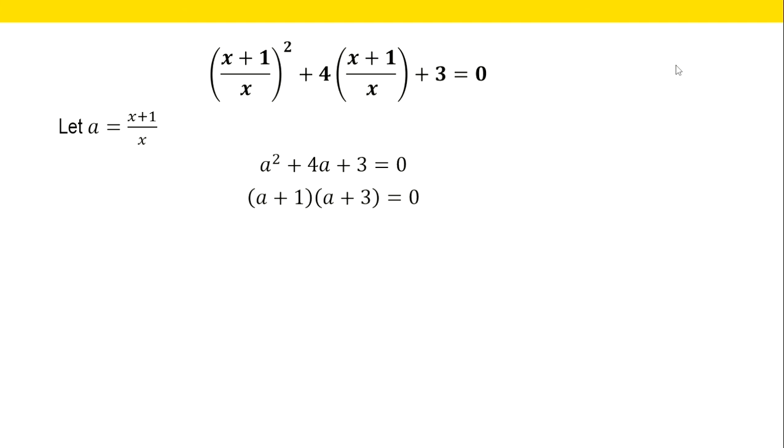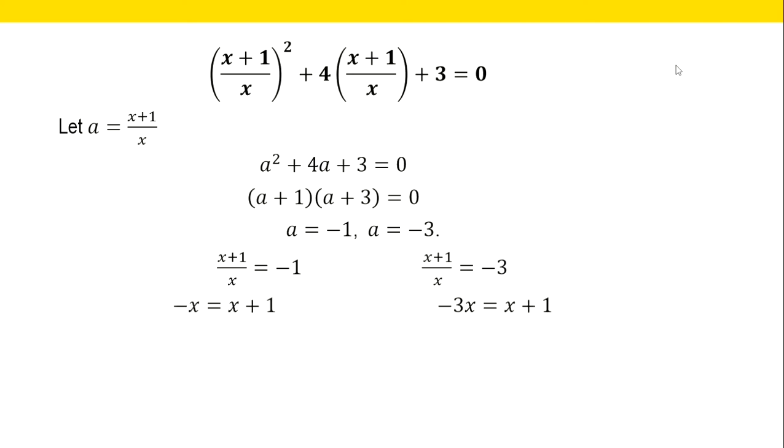So therefore the values of a here are negative 1 and negative 3. But we are not done here, of course, because we need to find the value of x. So let's equate negative 1 and negative 3 to x plus 1 over x. So we have here x plus 1 over x is equal to negative 1, and x plus 1 over x is equal to negative 3. Then simplify, find the value of x. If we cross multiply, we'll obtain negative x is equal to x plus 1, and then another one, negative 3x is equal to x plus 1. Then simplifying this, finding the value of x.